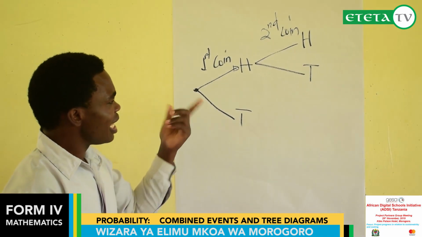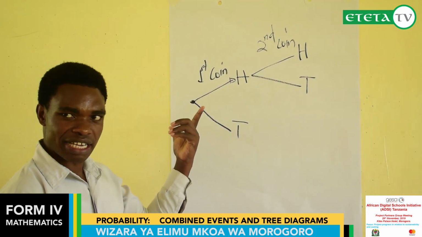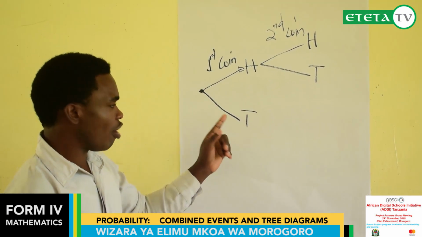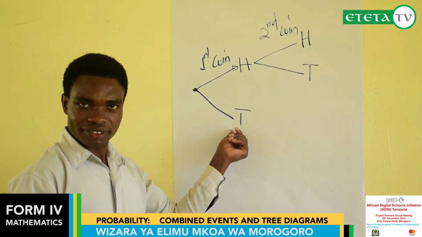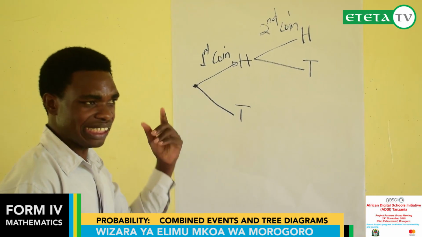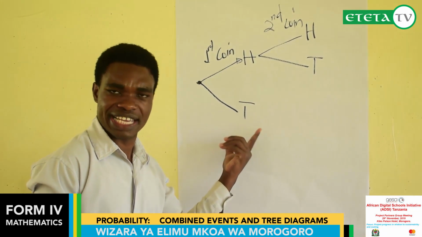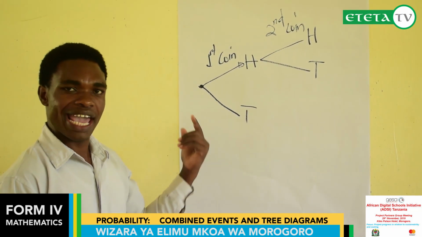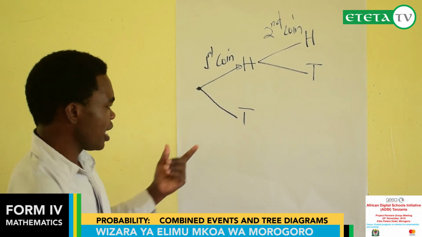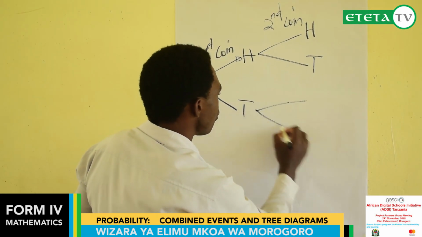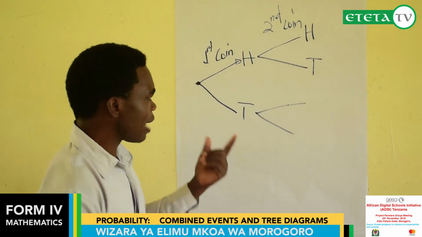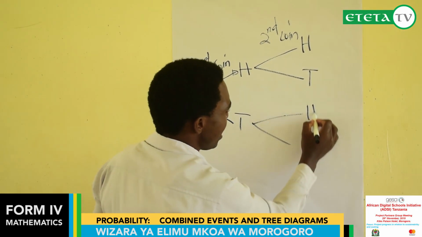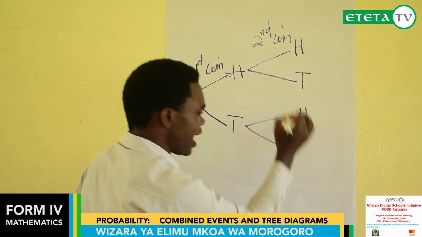But again, if on the first coin you observe a tail, this does not hinder the occurrence of a head on the second coin, or the occurrence of a tail on the second coin. Therefore, here we can also have two outcomes on the second coin, that is, it can be a head or a tail.